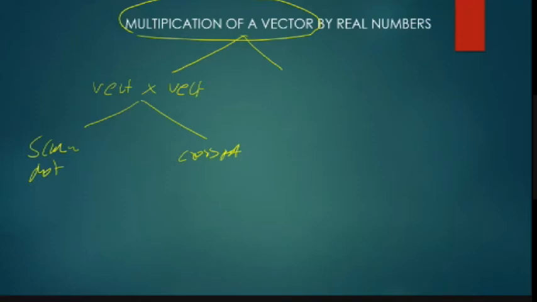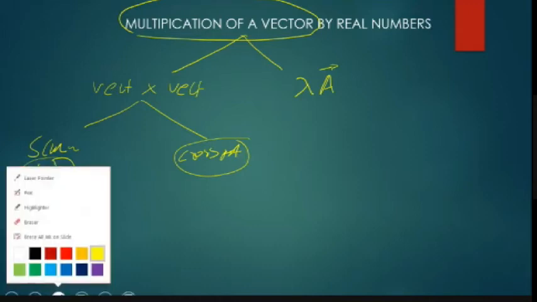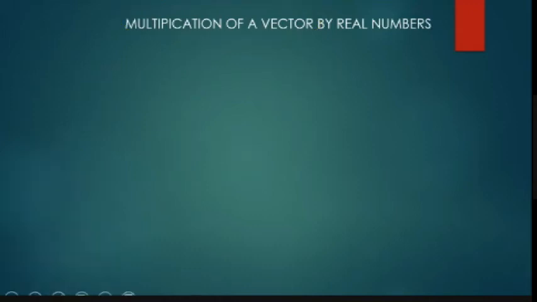There are two parts. We have to learn what is dot product, and another one, what is cross product. Here we are not bothered about that complication. Now we are going to multiply a constant lambda by a vector a cap. So let's see how to do this multiplication, that is, multiplication of a vector by a real number. If you want to multiply a vector by a real number or positive number, you have to multiply the magnitude of that vector by that constant.